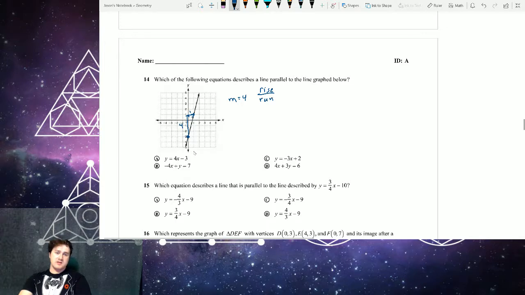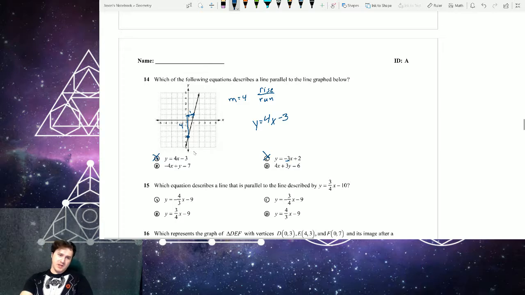Alright, so we want to get this in slope-intercept form just to make sure, because if it's going to be parallel, it has to have a different y-intercept. So we look here, it goes to -3, so the slope-intercept form is y equals 4x minus 3. So we can't have the same one. So that eliminates A from being a possible answer. Now, if we look at C, the slope on this one is -3x. So is that the same as 4? No. So we can't use C.